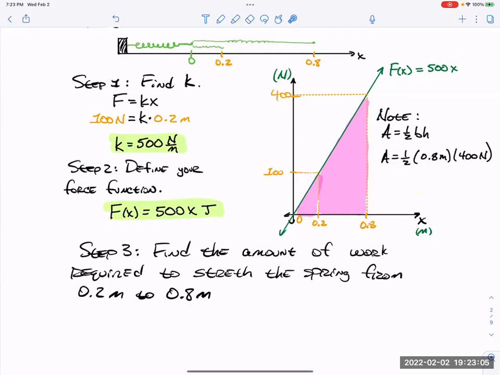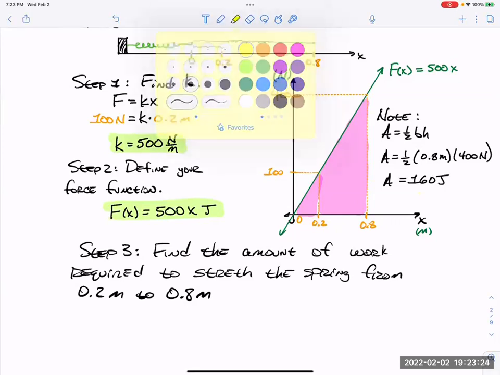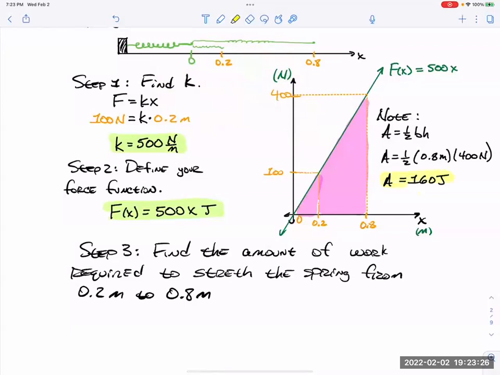So here we know our function, and we can find this entire area. This base is 0.8, the height is 400. So what do we get for this area? It's 0.4 of 400, that's 160 joules. What's important is that this area represents the amount of work required to stretch the spring from 0 to 0.8 with this force function, because the force changes. That's your answer done geometrically.